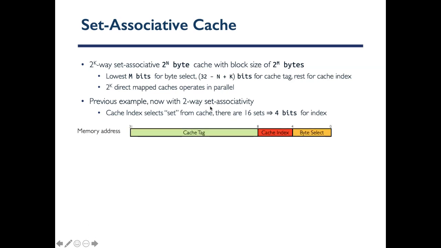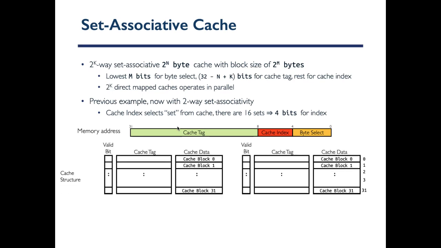If you do the math that I have presented here, you'll figure out that you still need 5 bits for your byte select. Now the cache index has decreased because the cache tag has increased. So now the cache tag is, instead of what I think previously was 22, now it's 32 minus something. So it actually has to increase. So it's 23 bits, something.